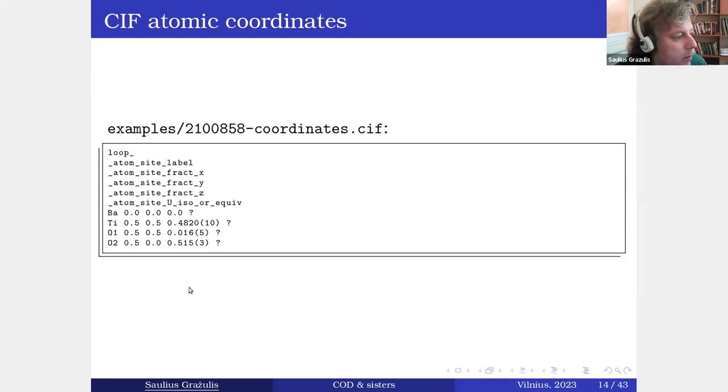Okay, and this is an example of how atomic coordinates are encoded in that file. For small molecules, by default fractional coordinates are used. So these numbers, X, Y, Z, are actually fractions of unit cell edges. But there is also a possibility to use Cartesian coordinates using different data names.